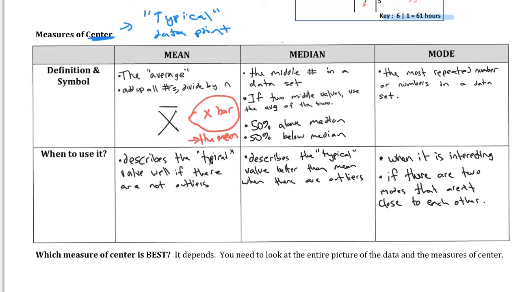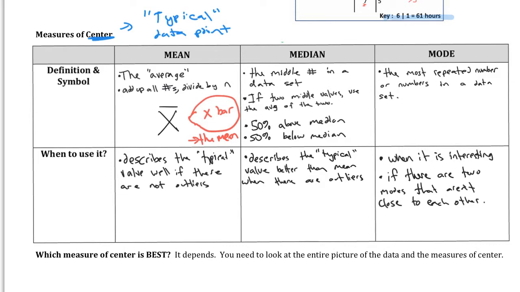The median splits the data in half, so 50% of the data is above and 50% is below. So it's a really good description of the typical value that's better than the mean when there are outliers. Because the outliers don't affect the median as much, because it still splits the data in half 50-50. 50% below the median and 50% above the median.